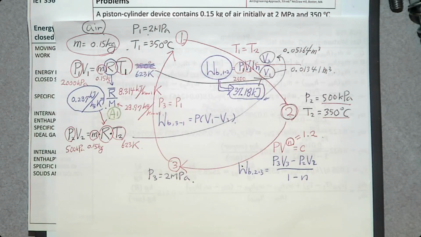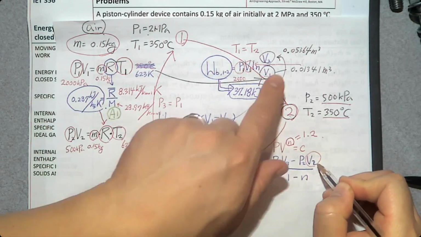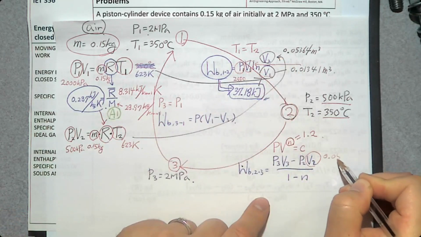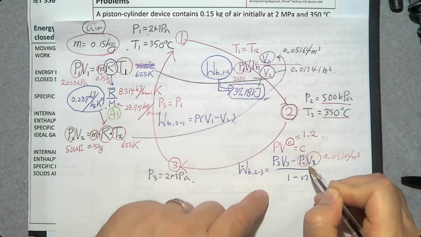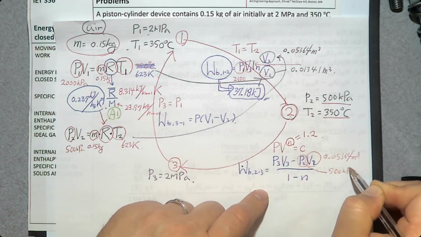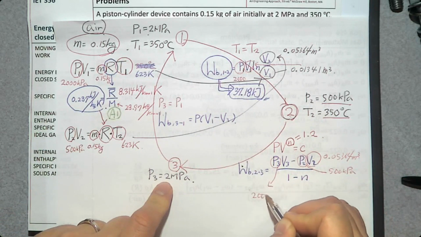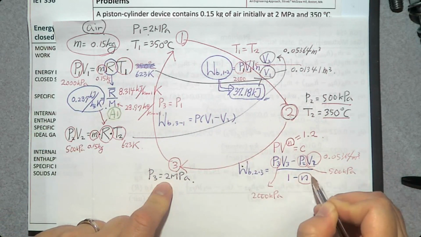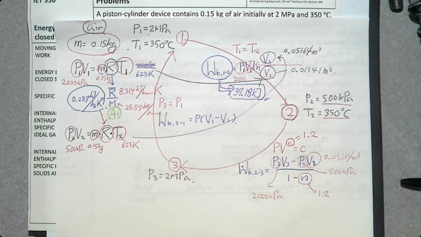Okay, then let's determine WB between 2 and 3. So this time we know P2, V2. V2 is this number, 0.05364 cubic meters. P2 is given 500 kilopascal, and P3 is given 2 megapascal, so 2000 kilopascal. Polytropic exponent N is given 1.2. Sounds like we have most of them, but we cannot determine WB yet because we do not know V3.